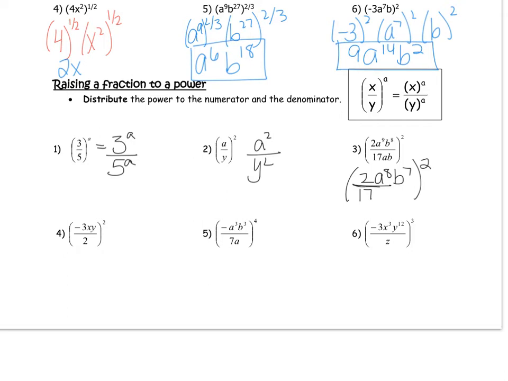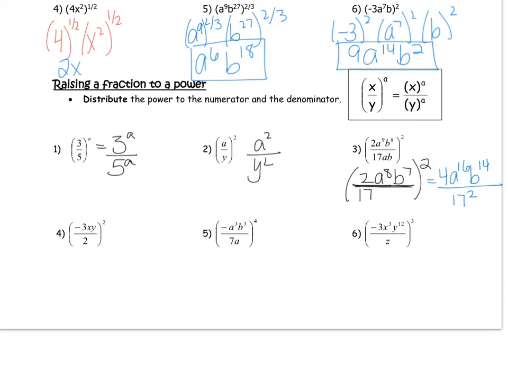So now I'm going to raise everything to this second power. So 2 squared is 4. Now we're going to do a to the 8th squared, multiply the exponents, a to the 16th, and then we're going to do b to the 7th squared, 7 times 2 is 14. And then on the bottom, we're going to do 17 squared. Now this is probably a number that you can get, but it's a rather large number, so let's just leave it as 17 squared for now.